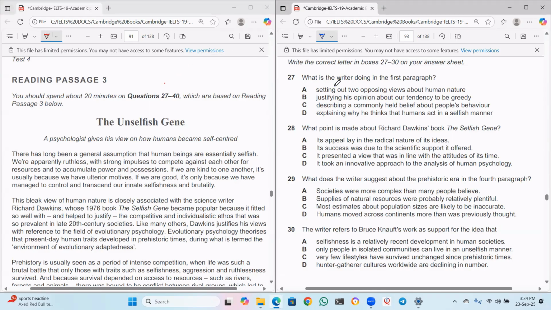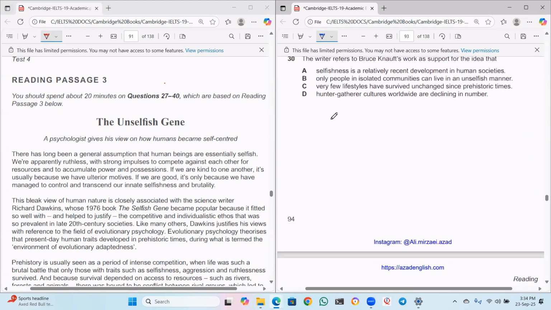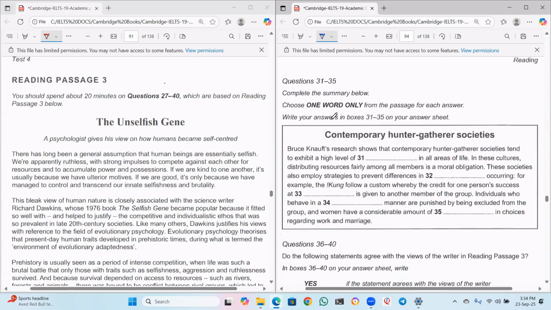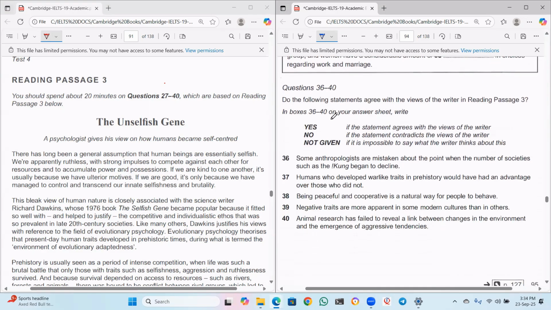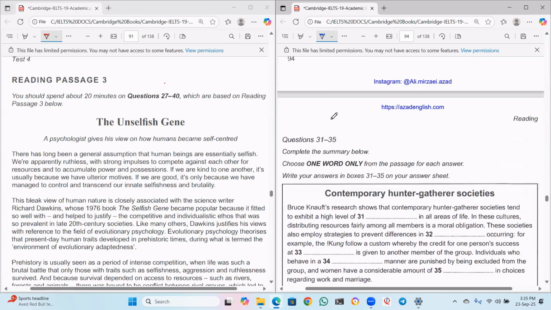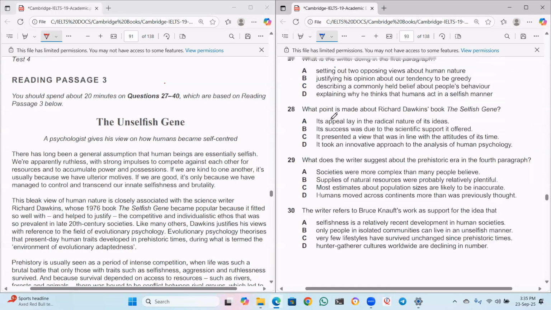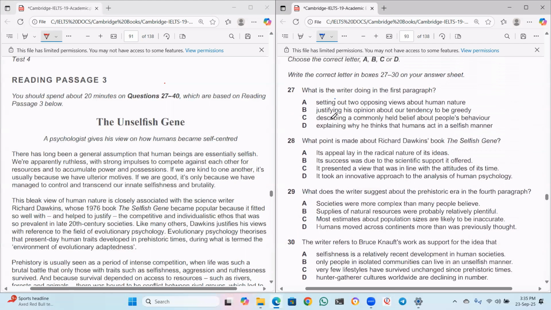If you see carefully on your right hand side, you have the questions. The first set of questions is multiple choice. The second set is fill in the blanks with one word. And the third set is yes, no, not given. So we have three different types of questions here. I'll be giving away a lot of strategies for you, so please watch the whole video carefully.